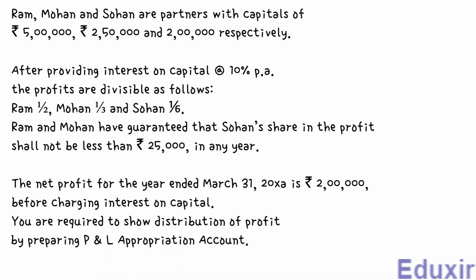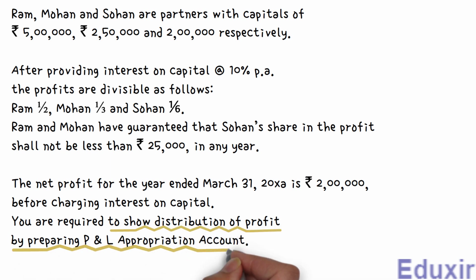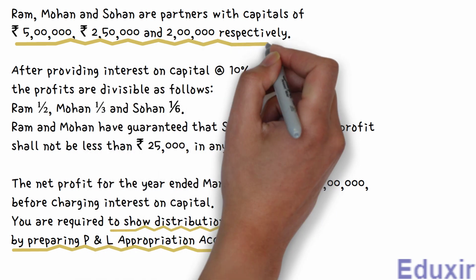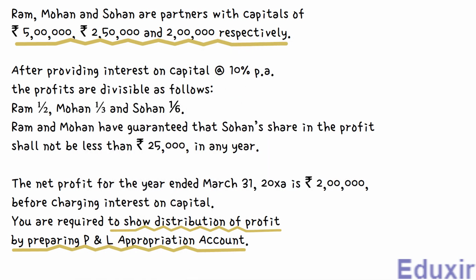So, as per the problem, we have to show the distribution of profits by preparing the profit and loss appropriation account. Now, it's given in the problem that the capitals provided by partners are 5 lakh rupees, 2,50,000 rupees and 2 lakh rupees. We have to post these capitals in the capital account, but the preparation of the capital account is not in the scope of this problem. So, let's not consider the posting of the capitals.